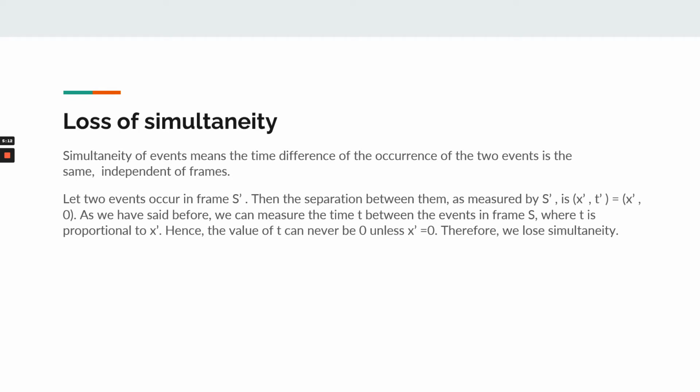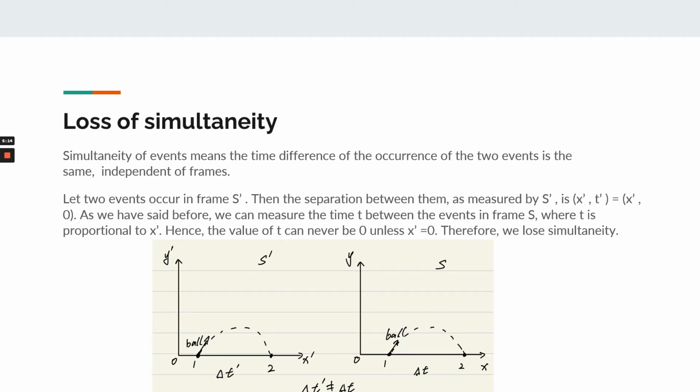And one of the examples is that, say, a person in the frame S prime at the position x prime projects a ball at t prime equal to 0. The time it takes to fall to the ground is delta t prime, as measured in the frame S prime. However, if we measure the same events in the frame S again, due to the time dilation, the time difference would be different. So that's a loss of simultaneity.